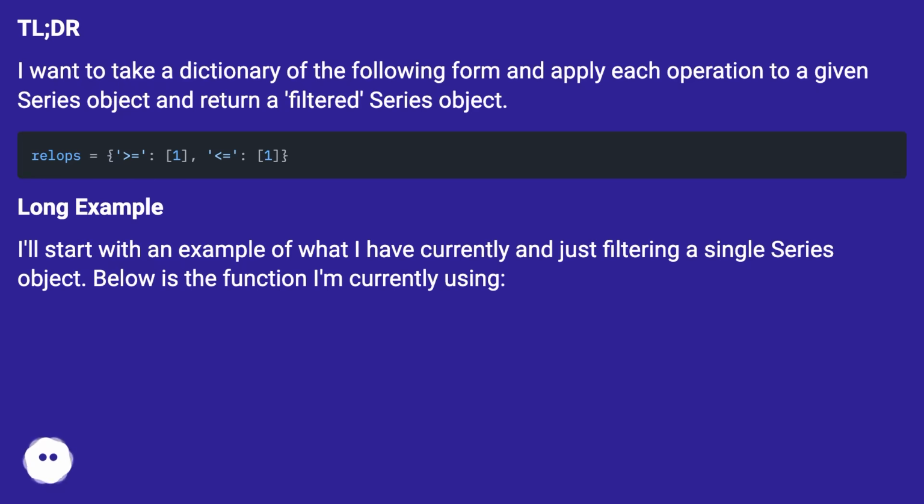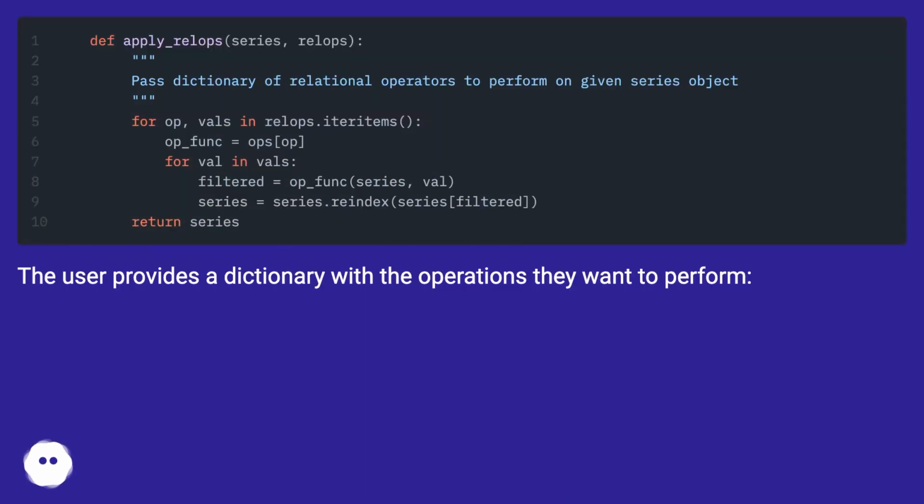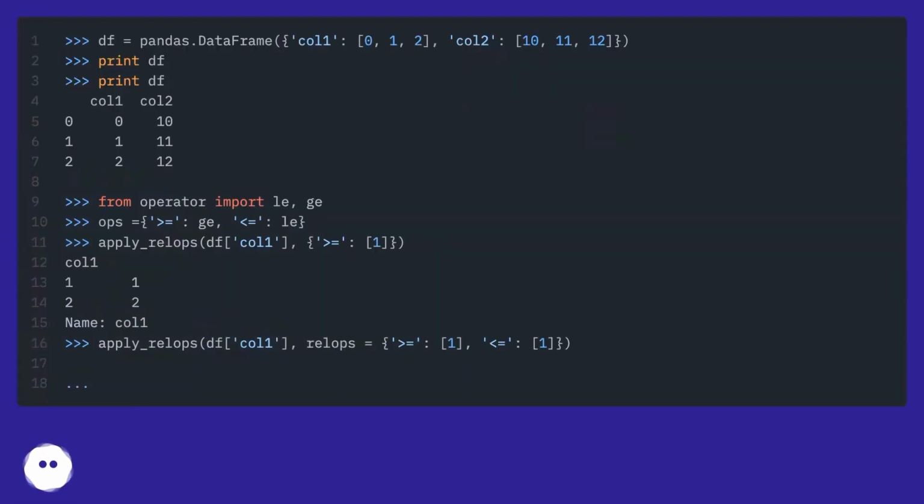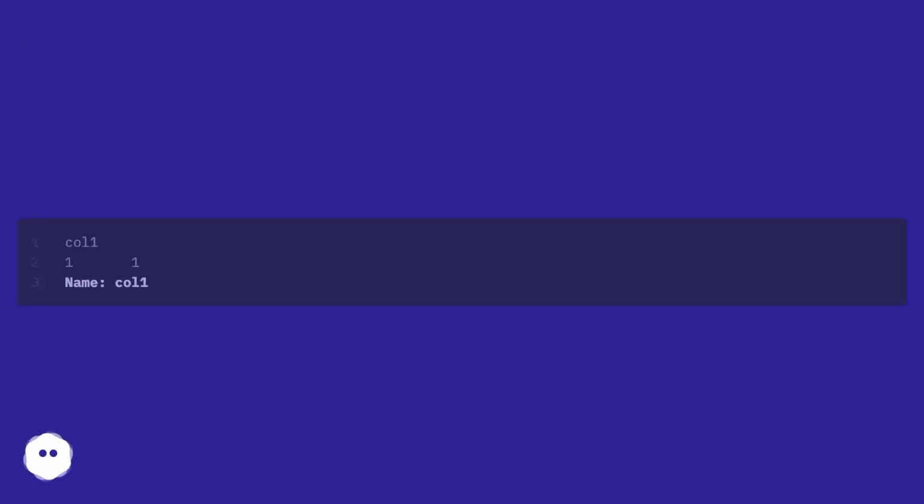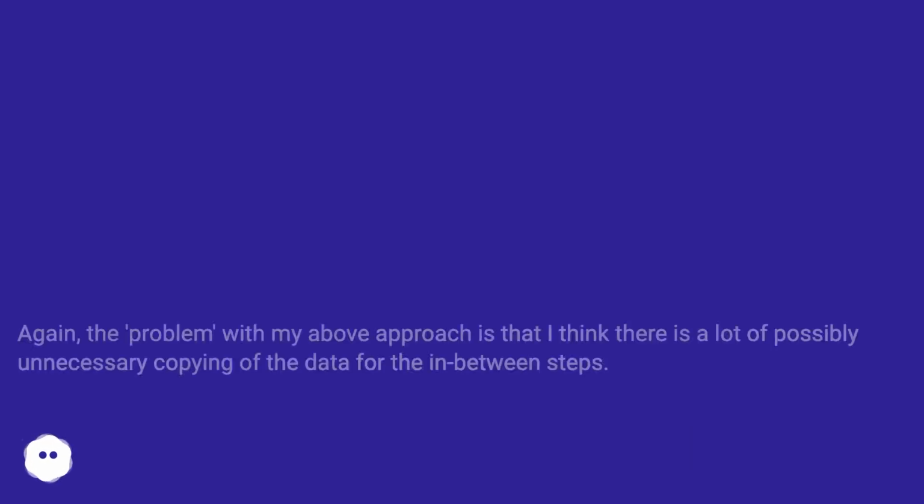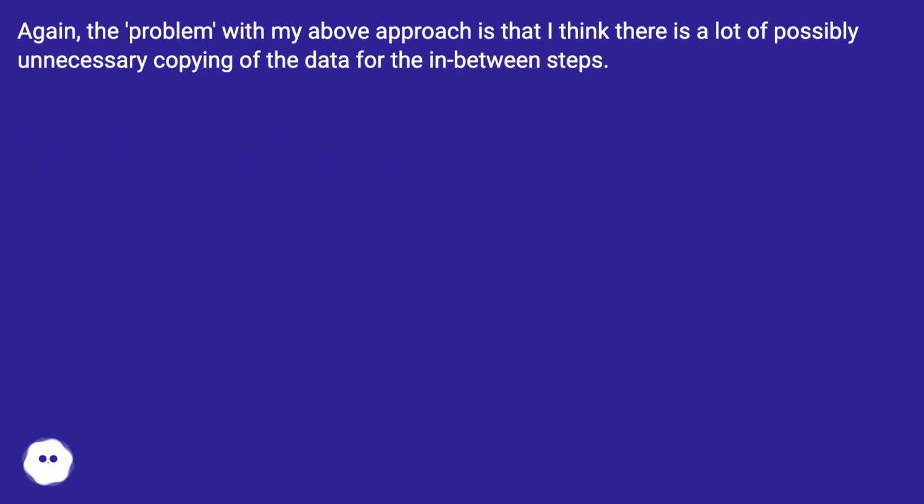Long example. I'll start with an example of what I have currently, just filtering a single series object. Below is the function I'm currently using. The user provides a dictionary with the operations they want to perform. Again, the problem with my above approach is that I think there is a lot of possibly unnecessary copying of the data for the in-between steps.